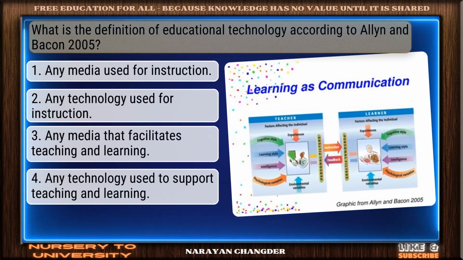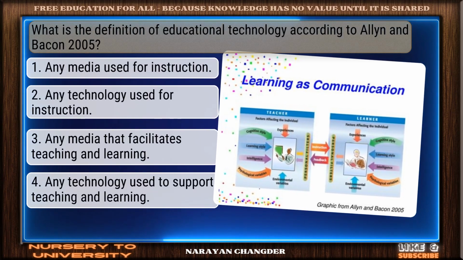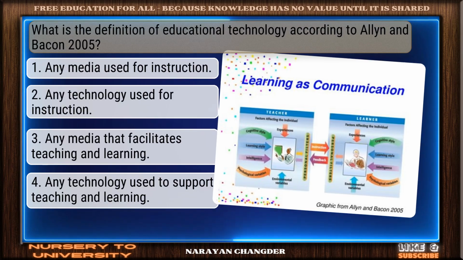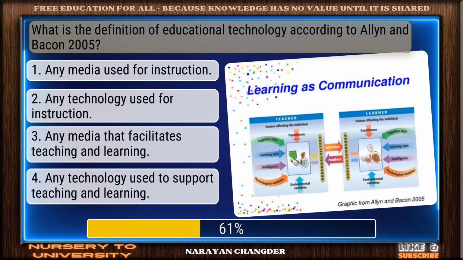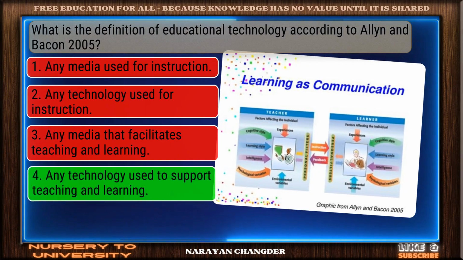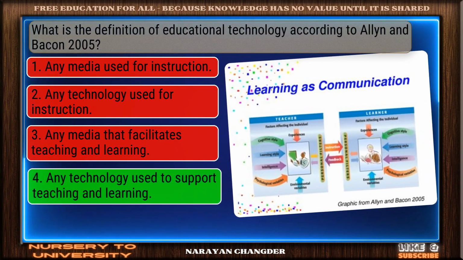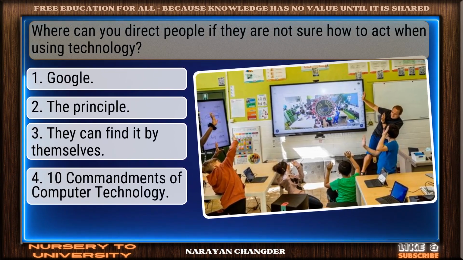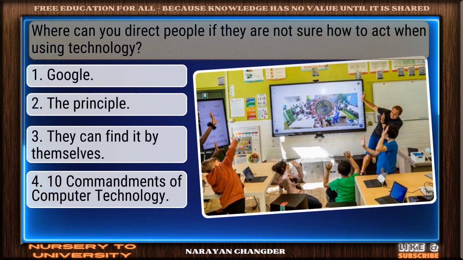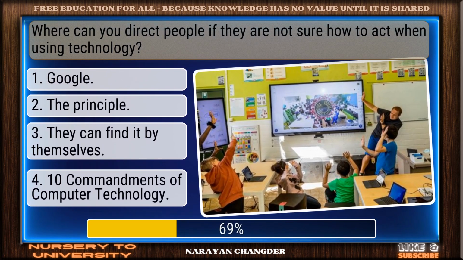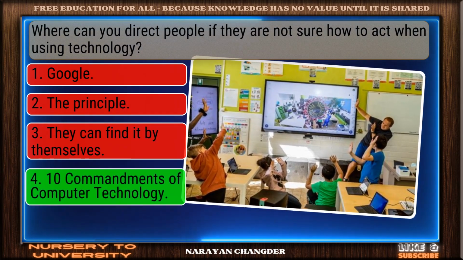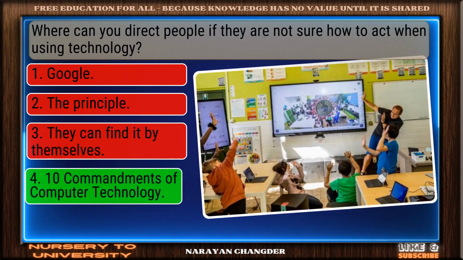What is the definition of educational technology according to Allen and Bacon 2005? Nice selection. Any technology used to support teaching and learning is the correct and valid answer. Where can you direct people if they are not sure how to act when using technology? Correct response. 10 Commandments of Computer Technology is the most accurate answer.